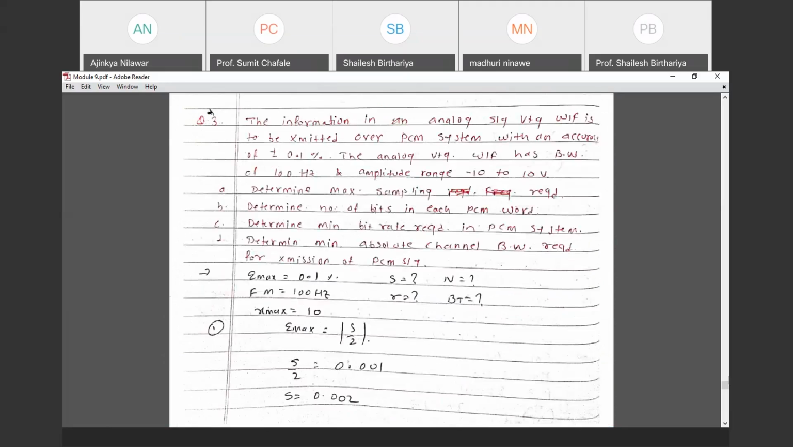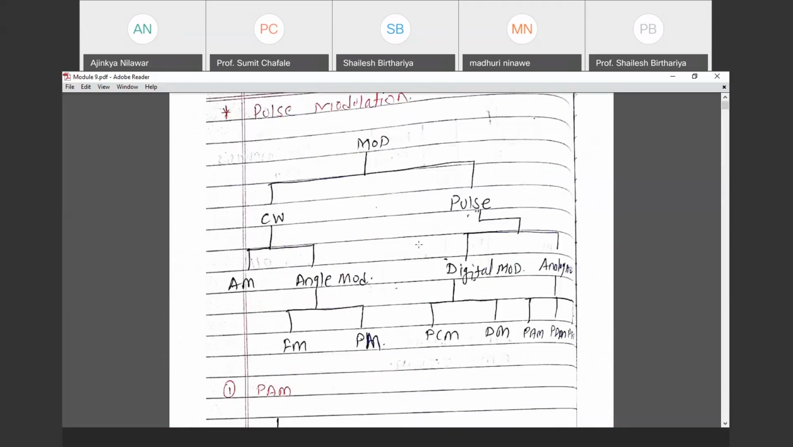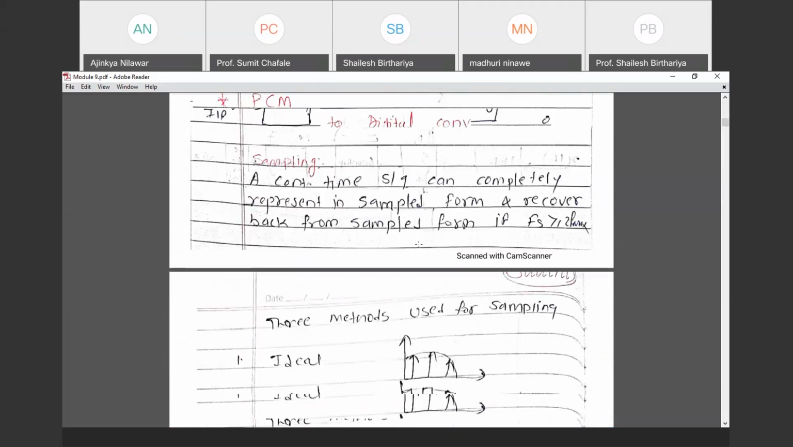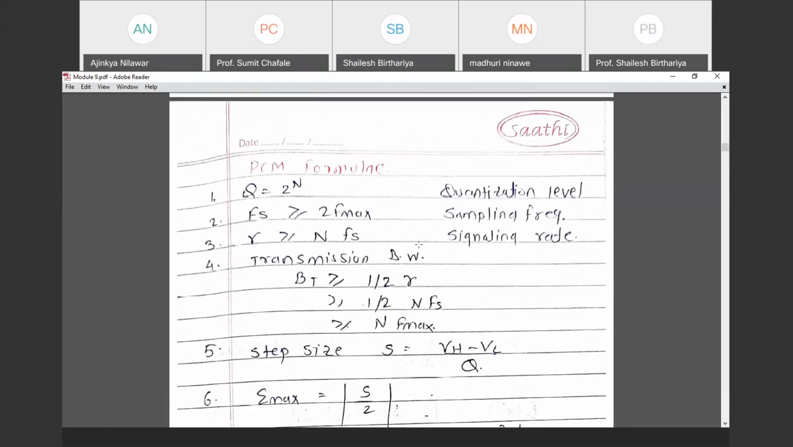Now, moving back to our PCM formulas so that it will be quite clear to you to solve the numerical. So I'm roughly briefing what are the formulas we are using in PCM. My first formula is Q is equal to 2 raised to N. What is Q? Quantization level. What is N? N is the number of bits. Then Fs is greater than or equal to twice Fmax. What is Fs? Sampling frequency. Fmax is the maximum frequency out of the symbols we are using. Suppose I am having three symbols 10, 20, 30, the maximum value is 30 and sampling frequency is 60.